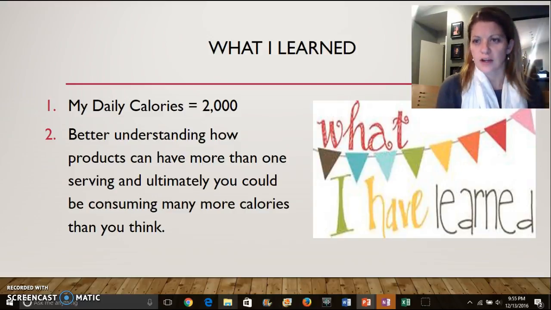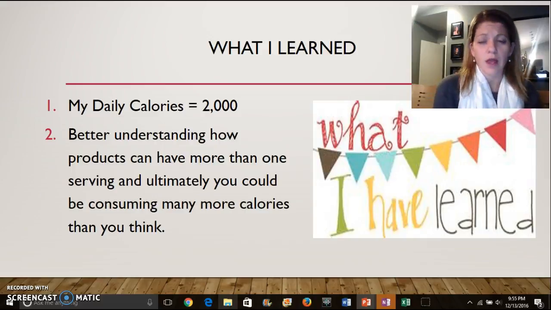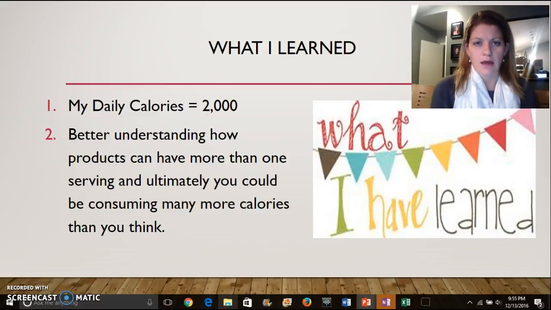So your first slide that you're going to come to is what I learned. Now you can jazz up your PowerPoint slides with pictures if you would like to. It's totally up to you. But under the section of what I learned, I would expect that you have somewhere between 3 to 4 different ideas.